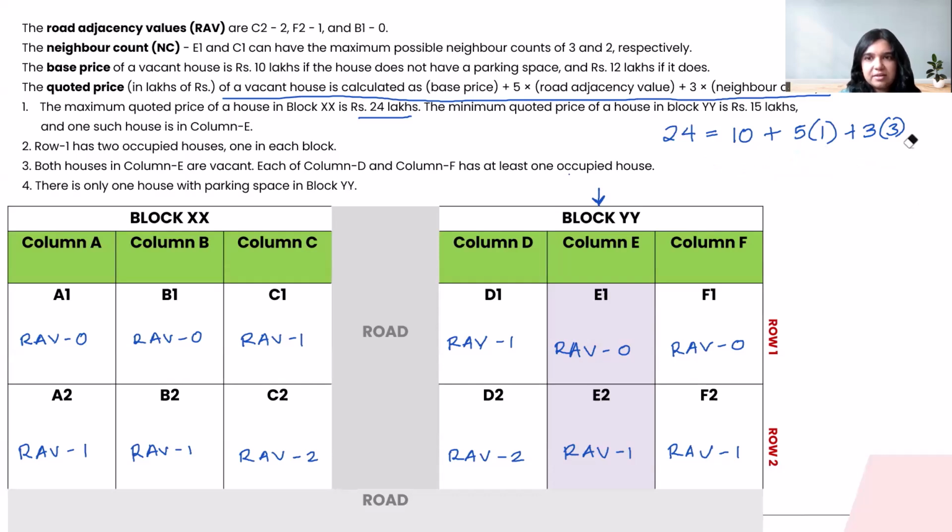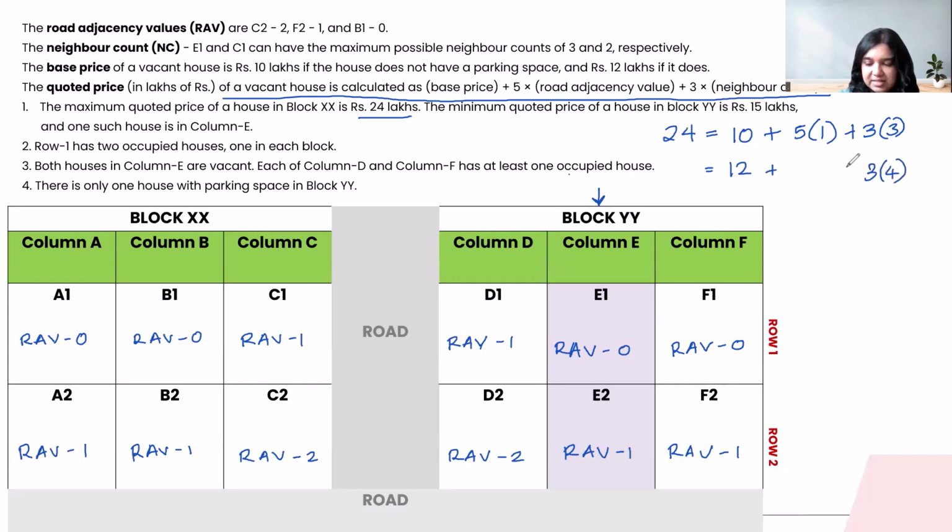On the other hand, if I start off with a flat with the parking space, then I have 12 as my base price. And then can I build up on this 12 in order to make a 24 again? So if I have 12 here, then in order to make another 12, I cannot have 5s at all. And I'll have to have 3 times 4.